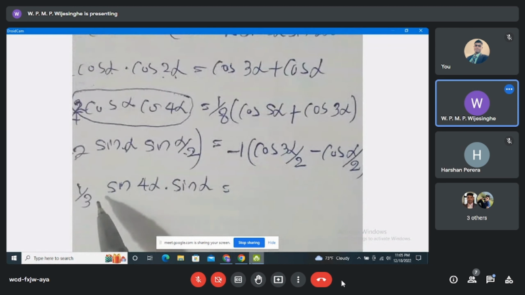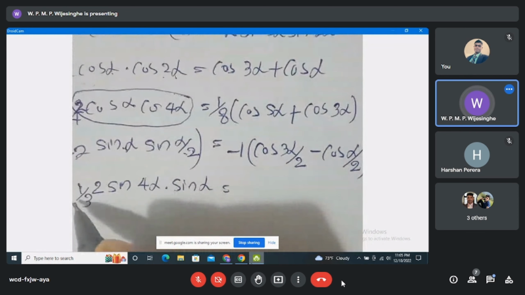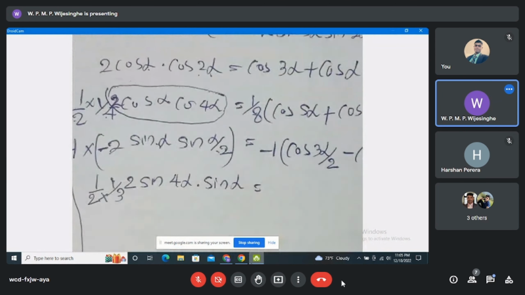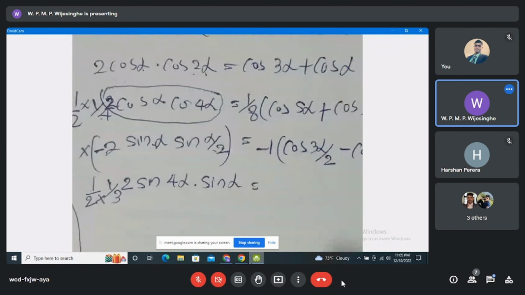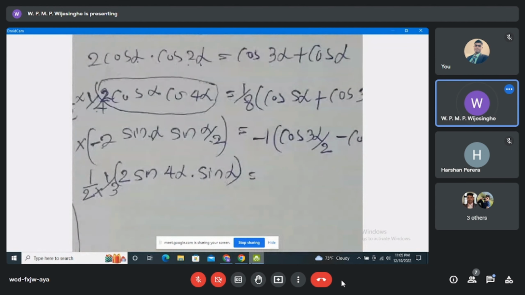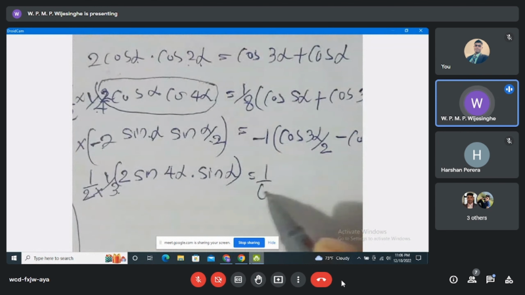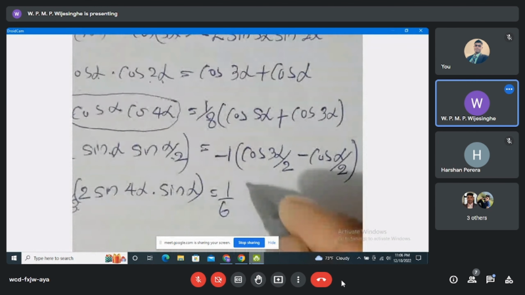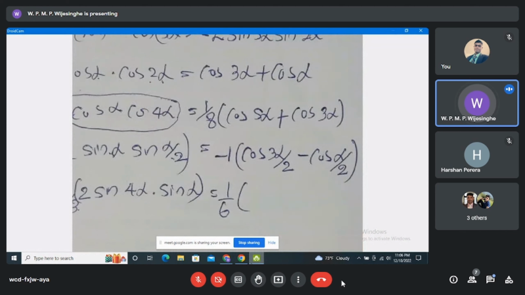Here also I should add 2 here, then it should be multiplied by half, right? Then 2 times 3 is 6, right? Then write this term 2 sin alpha, sin, again the difference between two cos angles, sin addition 4 alpha, it is 5 alpha, minus cos 4 alpha minus alpha, it is 3 alpha, right?